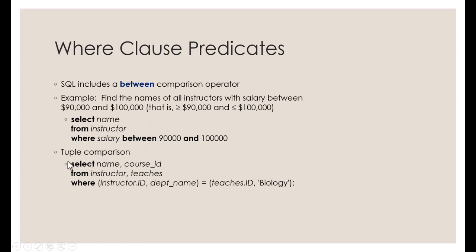You could also do comparison like this, where you have select name and course ID from, and you're doing a Cartesian product between instructor and teaches. And then we have two parentheses here, and we have an equal sign in between. So this means that this is equivalent to having where instructor.id is equal to teaches.id and department name is equal to biology. So it really depends on whichever you prefer. I think this might actually, for me, look a little bit more confusing. I just prefer to have this is equal to this and this is equal to this. But if you have many different conditions with the equal sign, then this might be useful.